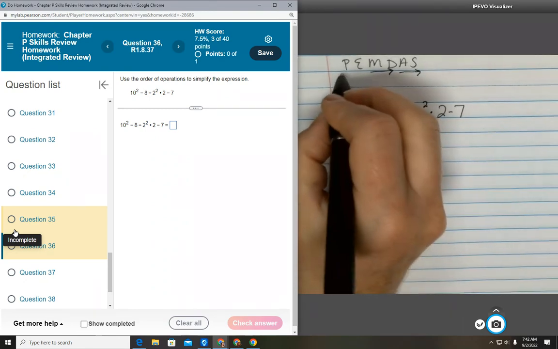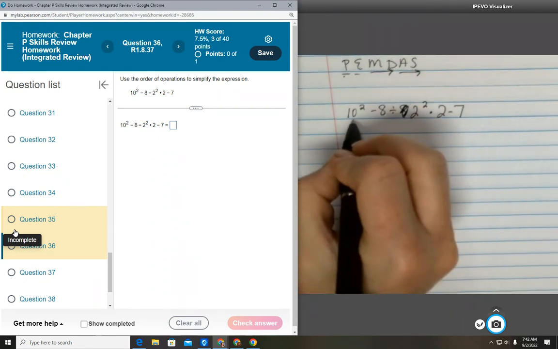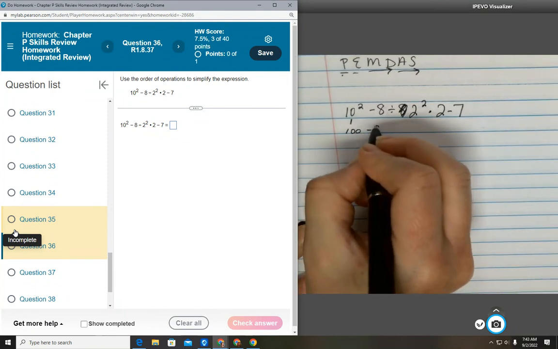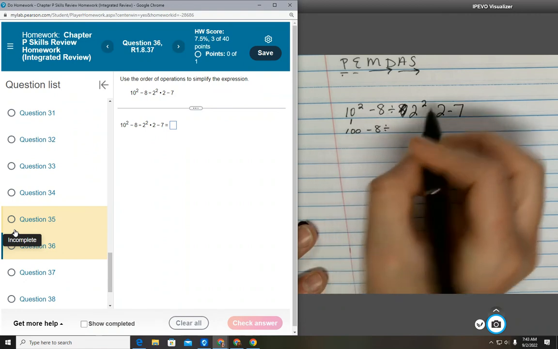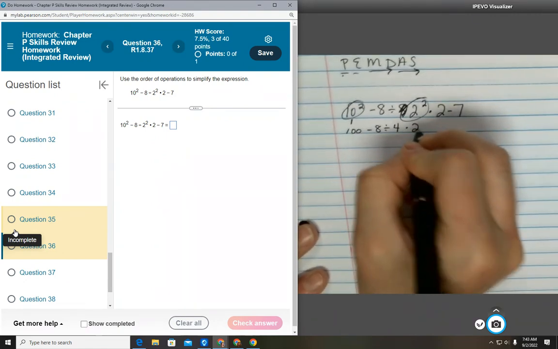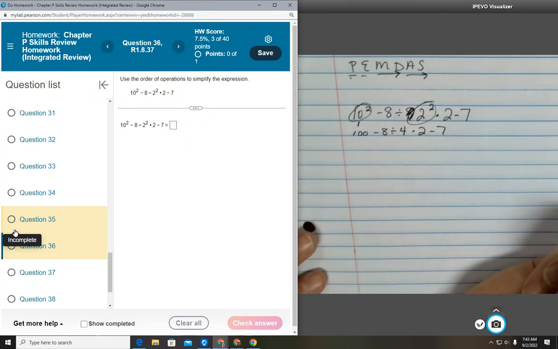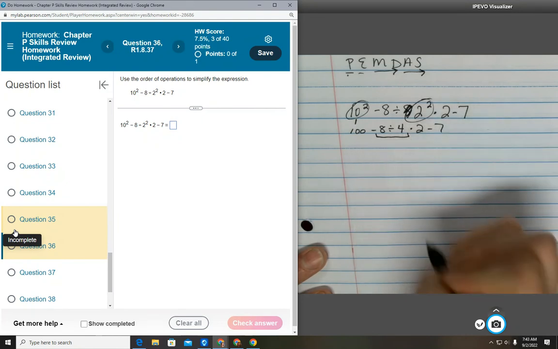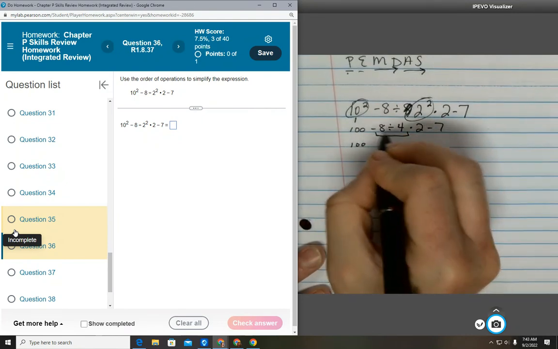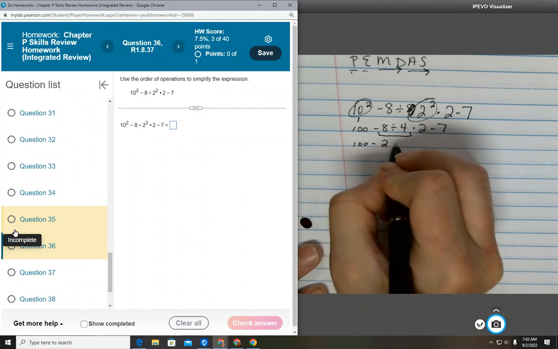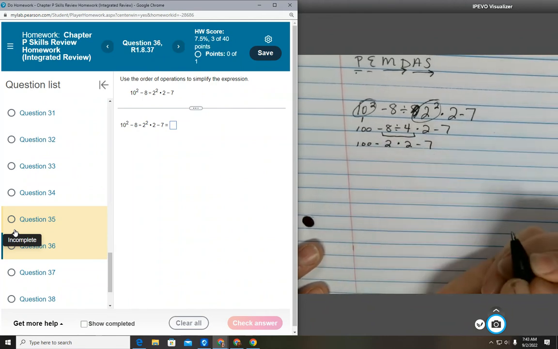So order of operations says parentheses, we don't have any, then exponents. 10 squared means 10 times 10, 100. So I'm going to rewrite it. And I can go ahead and do this one too. 4. Then multiply and divide from left to right. So that means I need to do this one first. So I'm going to carry down the 100. Minus 8 divided by 4 is 2. So times 2 minus 7.